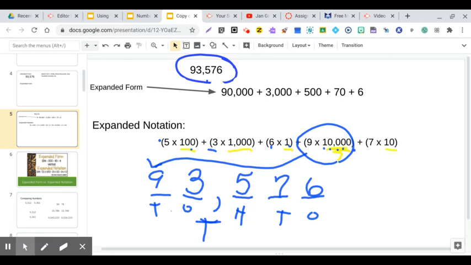Okay? So that's expanded form and expanded notation. I'm going to erase this really quickly.